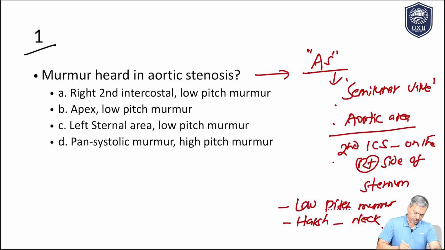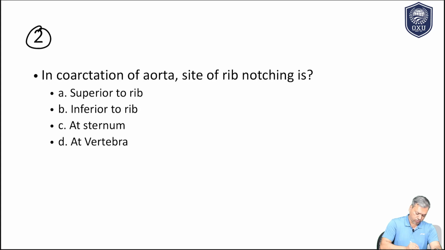Right second intercostal, low pitch murmur. A is the correct answer here. All other options are wrong. The pansystolic murmur is heard in different conditions like mitral regurgitation, tricuspid regurgitation, and VSD. So all others are wrong options. Let's move on. Question number 2.